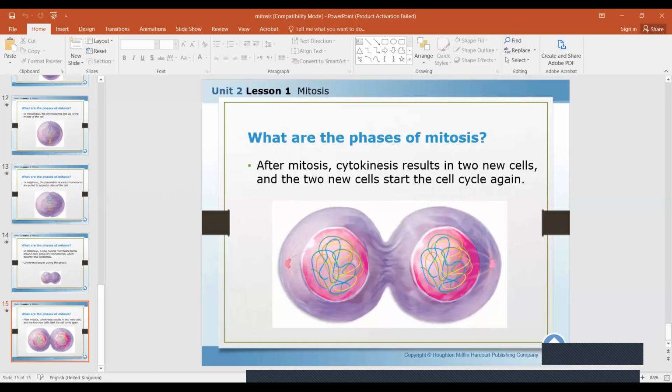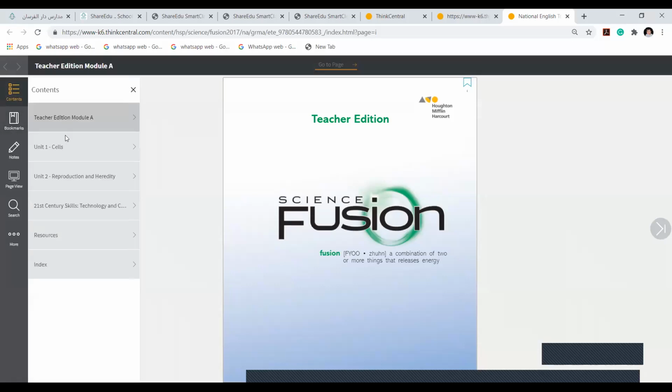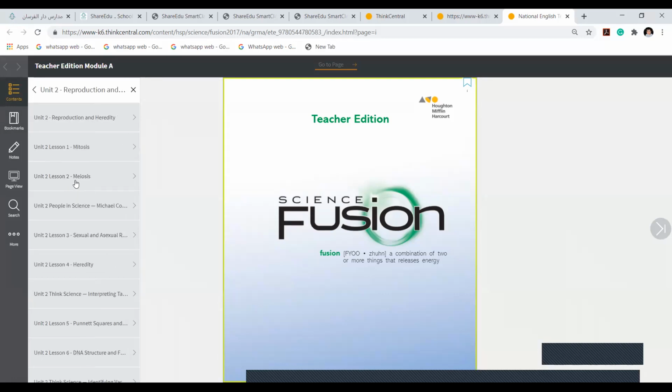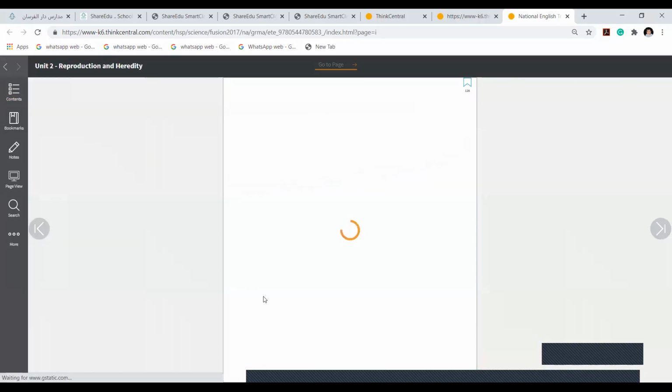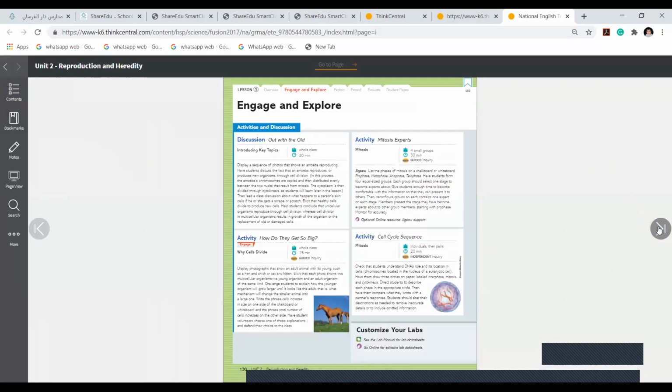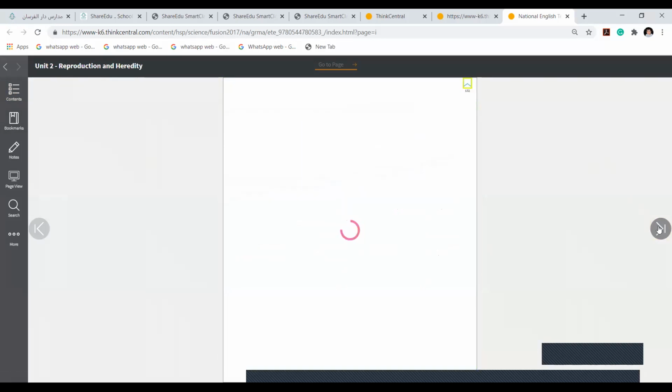Let me show you the book. Did you understand this lesson, girls, perfectly? Yeah. Mateen, how about you? Yeah. These phases will be a little bit confusing. Just know what happens to the strands.